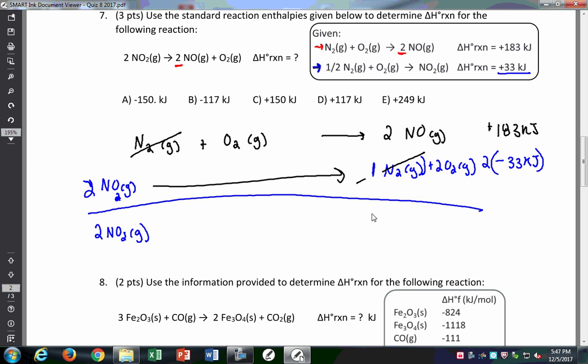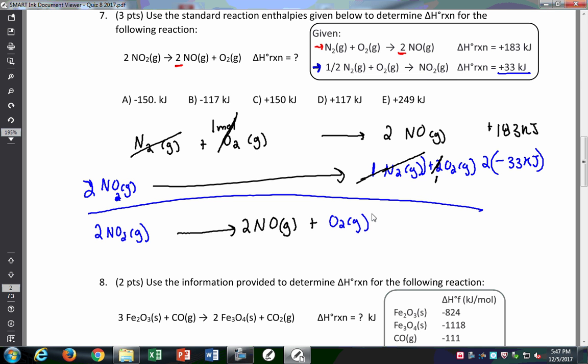Then my O2, I have 1 mole of O2 here, and I have 2 moles of O2 here. So that means 1 minus 2 is going to leave me with 1 mole of O2. Everyone sees what I did there? Just subtracted. My 2 NO, and then plus, of course, I'm left with 1 mole of O2.